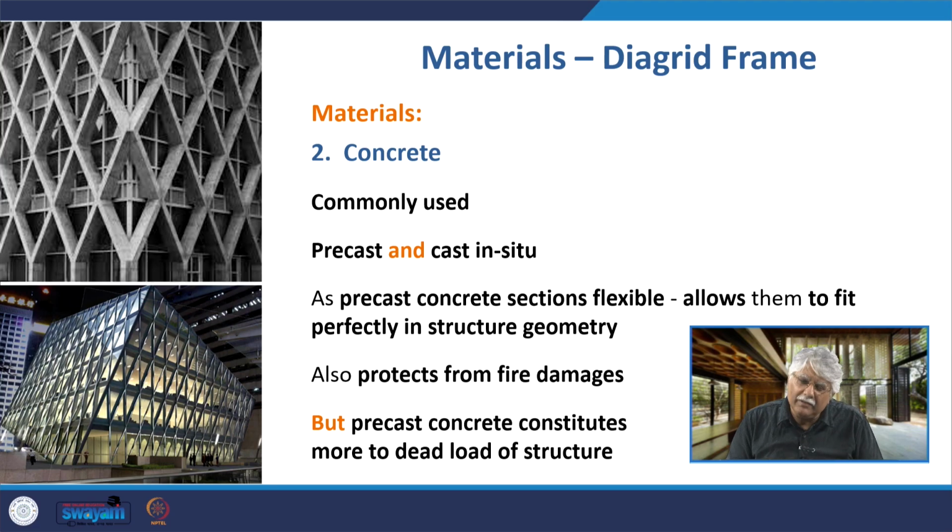Second is concrete, which is commonly used. It is precast and cast in situ both, as we saw in the 170 Amsterdam building. Precast concrete sections are flexible, which allows them to fit perfectly in the structure geometry, and they protect it from fire damage, but precast concrete contributes more to the dead load of the structure.